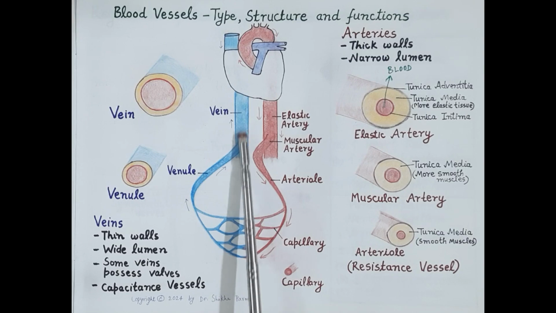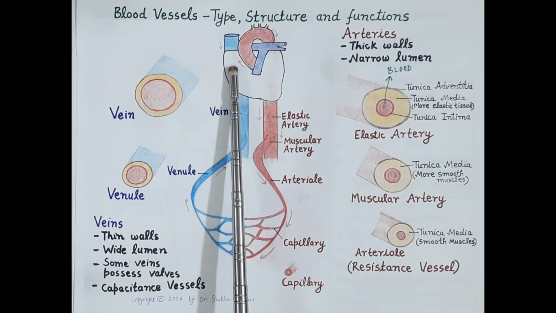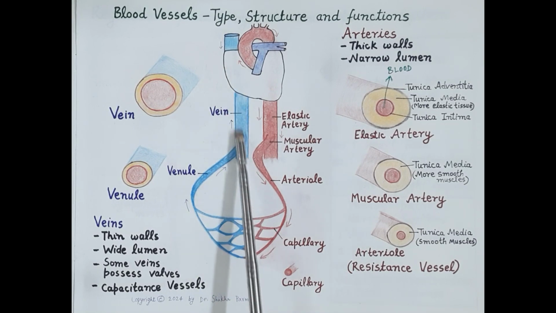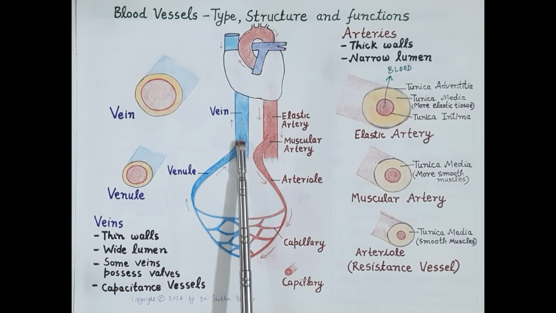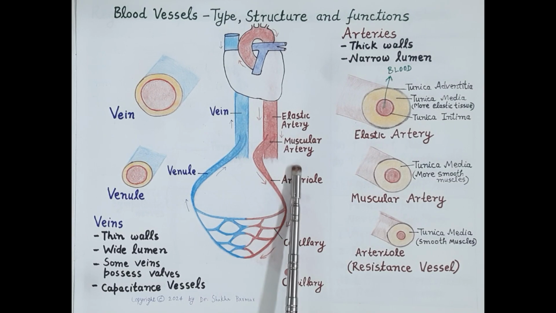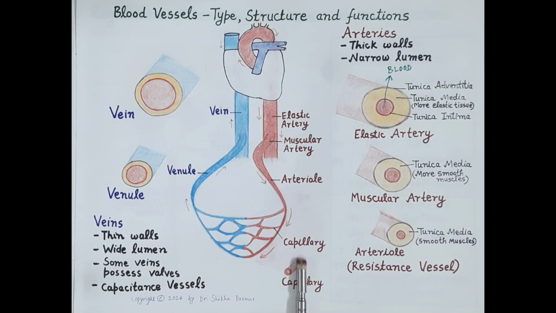Now this is a vein. Now veins are the blood vessels that carry the blood towards the heart. They carry the blood towards the heart. Now all the veins carry deoxygenated blood except the pulmonary vein. Now arteries branch into arterioles, and arterioles further branch into a network of thin walled capillaries.